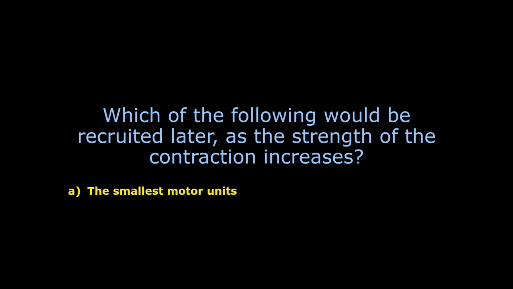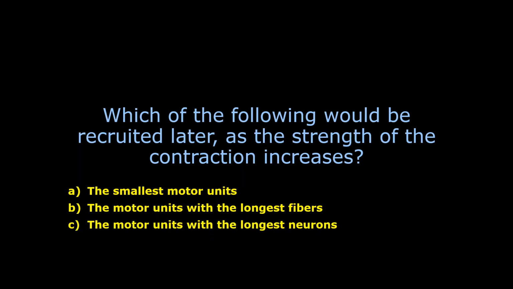Okay, smallest units would not be later. They would be first. Motor units with the longest fibers. All right, longest fibers has nothing to do with it. It's the number of fibers, right? It's the number of motor units. So motor units with the longest neurons, no, that has nothing to do with it either. The largest motor unit, there you go, the one that has the connections to the most number of fibers. So D is our answer.